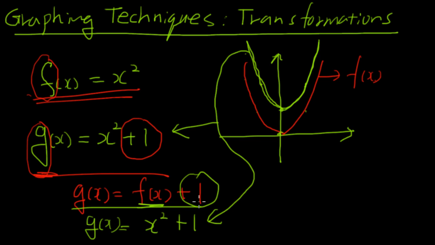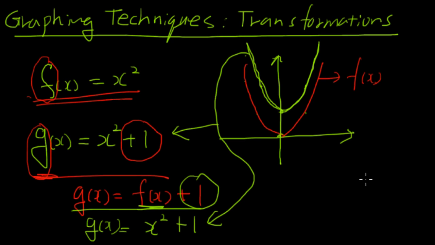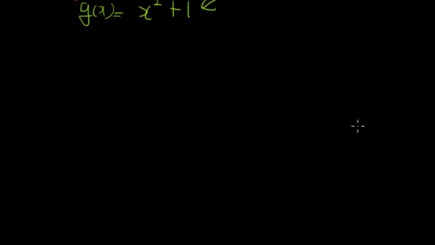So if this was a minus 2 instead of plus 1, what are we supposed to do from the red? That's right, we bring it down by 2 units. Well, let's do another example.